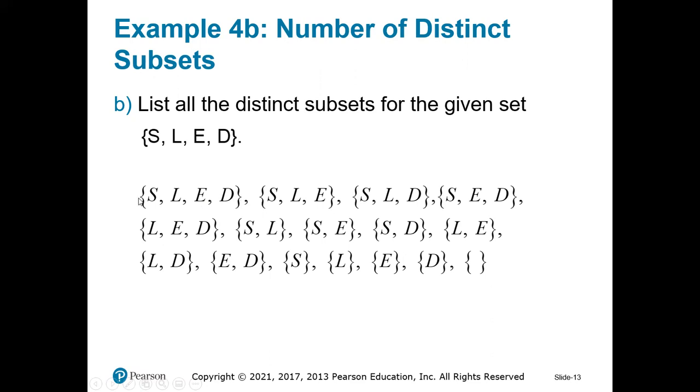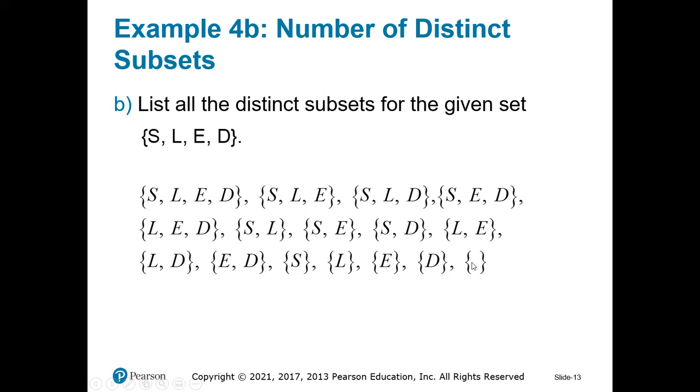SLED, well, it's a subset. Just SLE, SLD. Well, if you swap them around, you cannot say SLD, DLS, SDL. These are the same sets. So that's why I said distinct subsets. And if you count all of them, you are going to see there are 16 of them: 1, 2, 3, 4, 5, 6, 7, 8, 9, 10, 11, 12, 13, 14, 15, and 16.